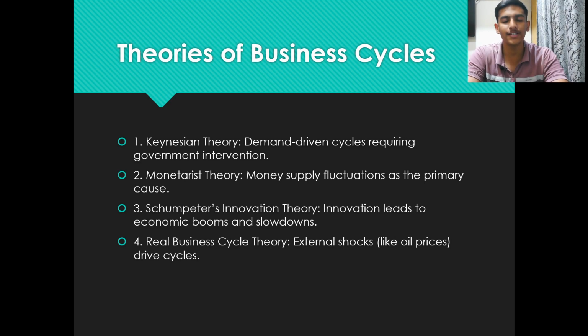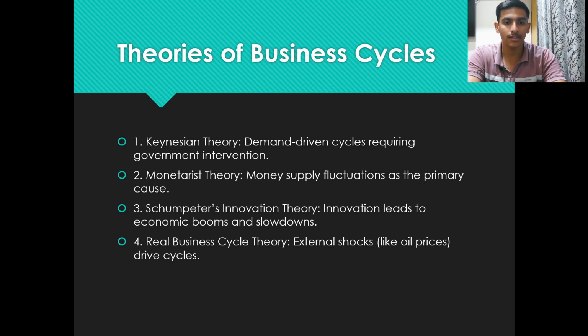There are different theories as to what business cycles are. First is the Keynesian theory, which holds that the phases of business are directly influenced by demand. The Keynesian theory refers to demand-driven cycles requiring government intervention. So when the government intervenes in the demand and supply forces, that is when the business phases change. Second is the monetarist theory, which states that money supply fluctuations are the primary cause of business cycles. So it entirely depends on the central bank.